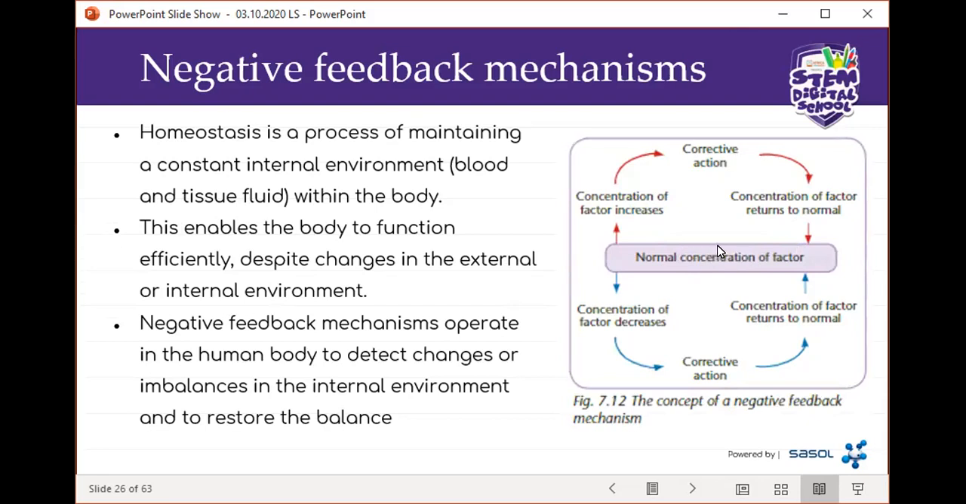Now, the concentration factor can either increase or decrease, and when it decreases, we also have a type of corrective action that takes place, and then the concentration factor returns to normal, and we have our balance again. Right, so that is negative feedback.